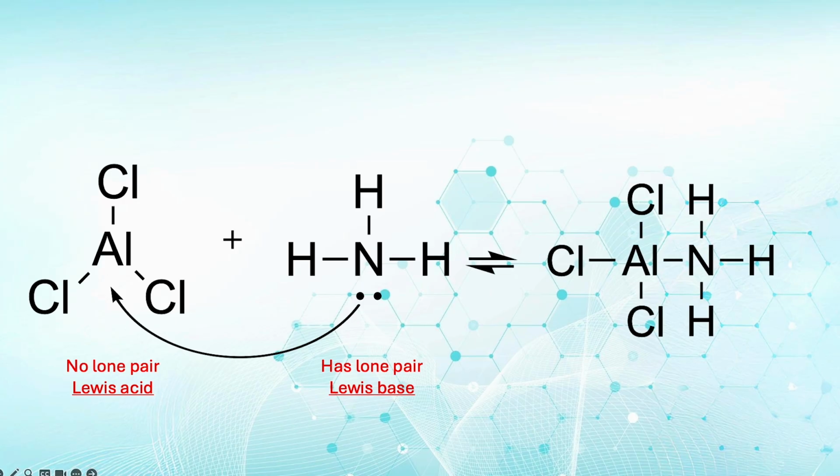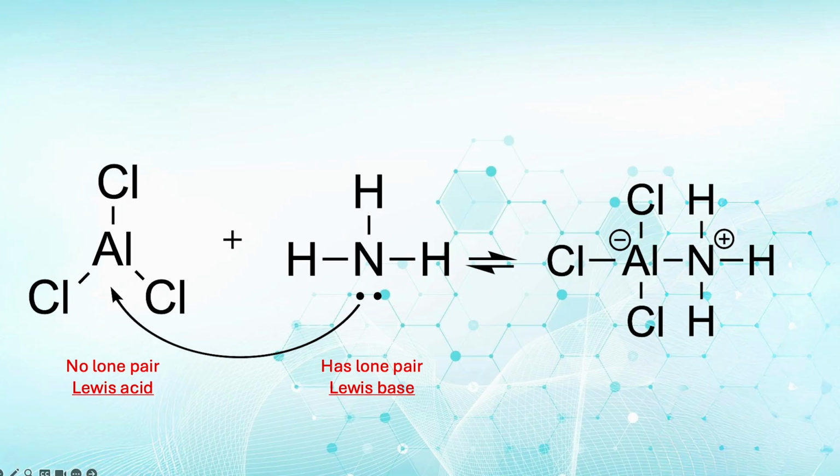The only thing left for us to show are formal charges. Aluminum now has a formal charge of -1, and nitrogen now has a formal charge of +1. Notice that on the left side the net charge was 0, while on the products the formal charge is still 0.